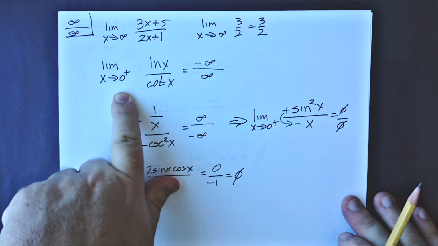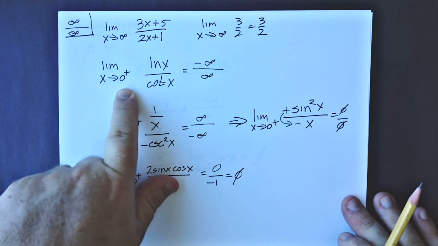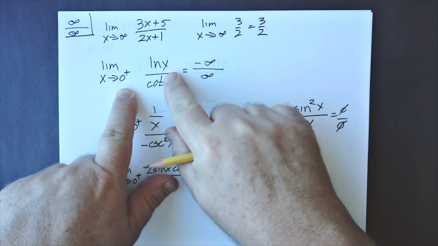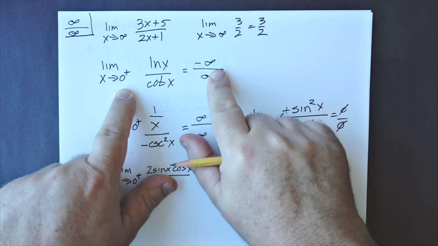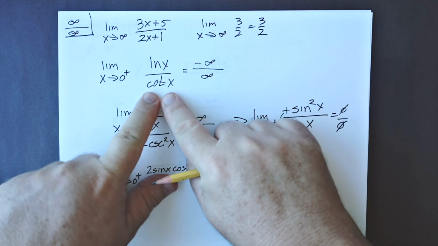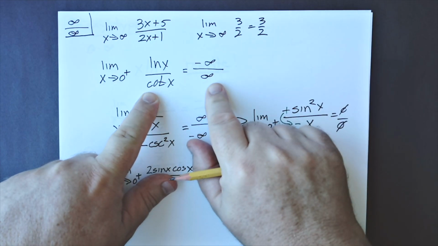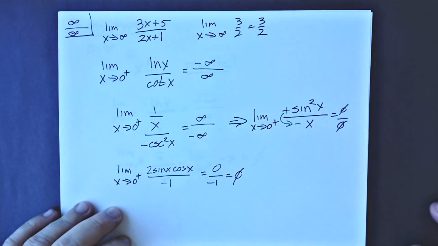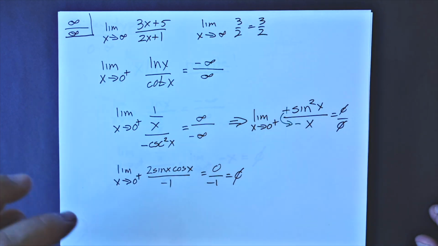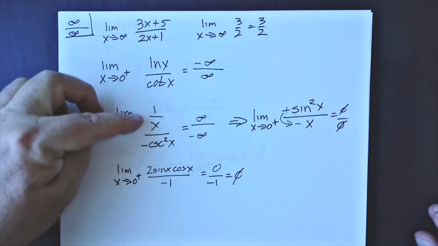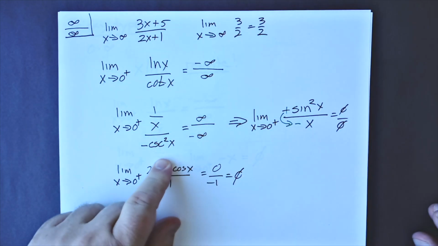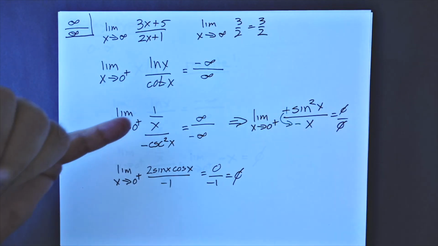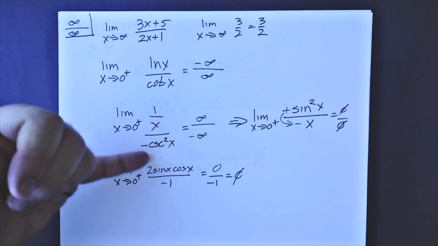Here's another one. This is as we approach 0 from the right of the ln, because we can't take ln of a negative number, so we have to approach from the right. So that's negative infinity. And then the cotangent is also infinite. In that case, it's heading to infinity. There's asymptotes there. So that doesn't work. So then we take the derivative. The derivative of the ln of x is 1 over x. And the derivative of the cotangent is the negative cosecant squared. This is still infinity over infinity, so this isn't helping.